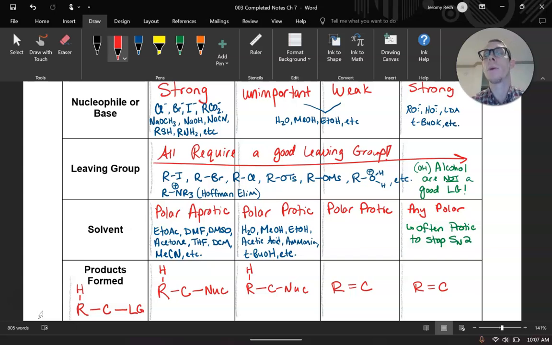For our 1s, like our SN1 and our E1, we want the solvent to solvate, or surround and interact with, our reactive intermediate, our carbocation. So polar protic solvents, those that can hydrogen bond, are going to be really good solvents for our 1s. Typical examples of polar protics are things like water, methanol, ethanol, acetic acid, ammonia, tert-butanol, and so on and so forth.